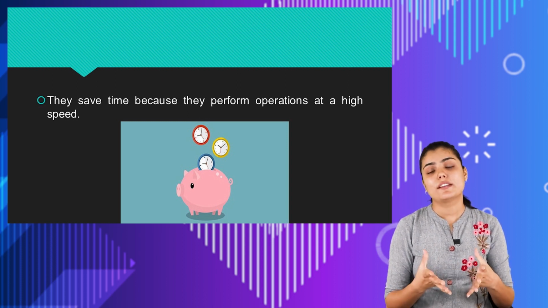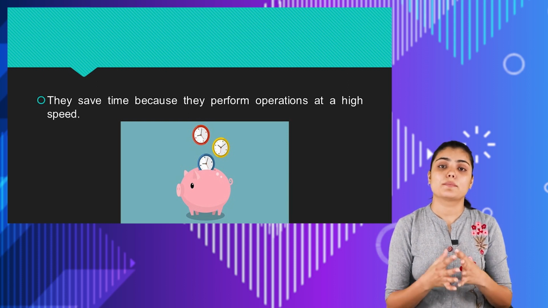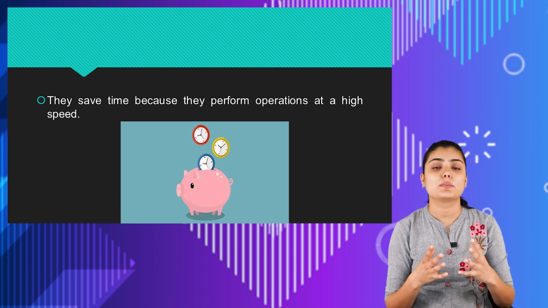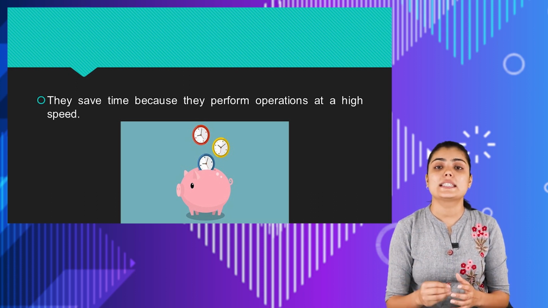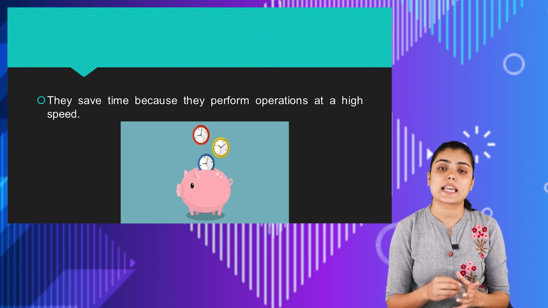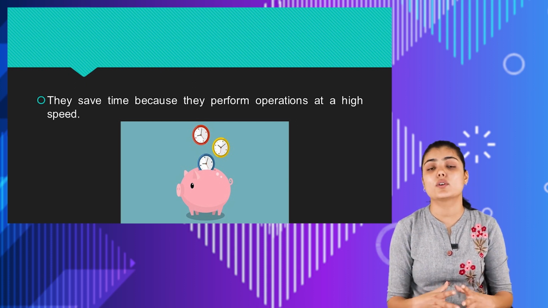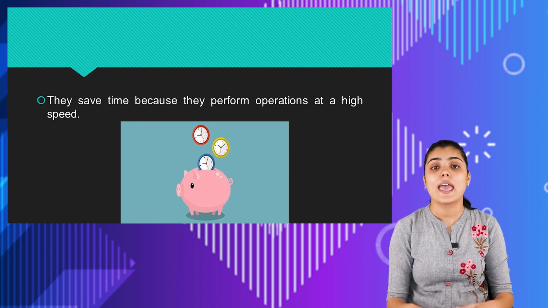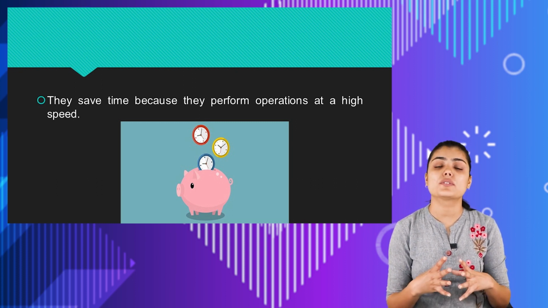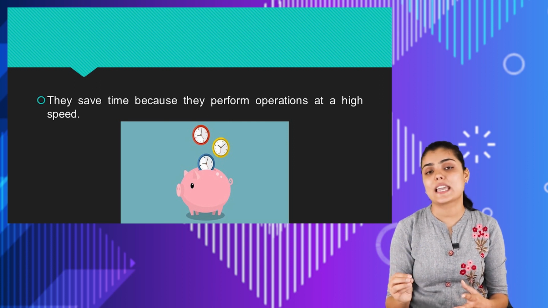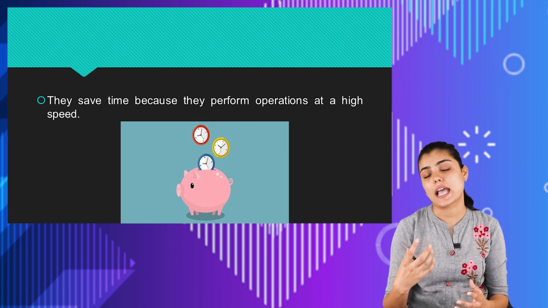Another very important benefit of using a computer is that because computers are very fast and work at high speed, they save a lot of time. If any task is to be carried out manually, of course it requires a lot of time as well as effort. But the use of the computer helps to save time in carrying out certain activities and tasks.